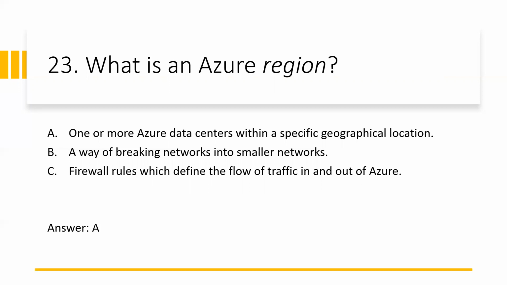Option B, a way of breaking networks into smaller networks. No, not right. Option C, firewall rules which define the flow of traffic in and out of Azure. No. Here is the right answer, A.